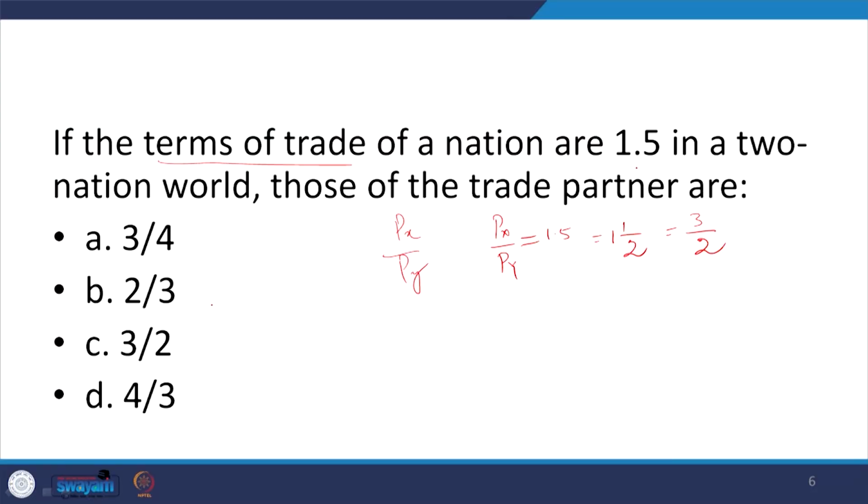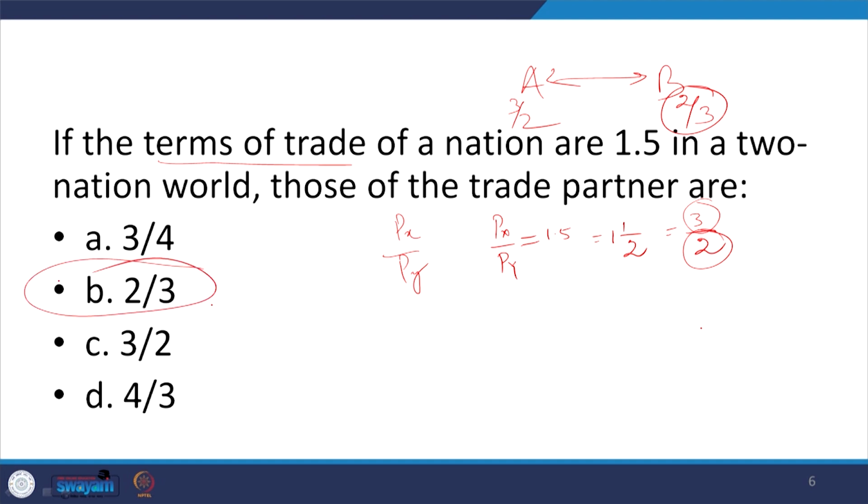And so, what happens if the terms of trade of a nation are 1.5 in a two nation world? There are only two nations, nation A and nation B. Here we are saying it is 3 by 2. So, if the relative price is 2 for imports and 3 for exports, what is that of the trade partner? It will be 2 by 3 for sure, because it will be simply the reverse since there are only two countries. Okay, the relative price will be just the reverse. So, let us check, it is here 2 by 3. So, the answer is B.